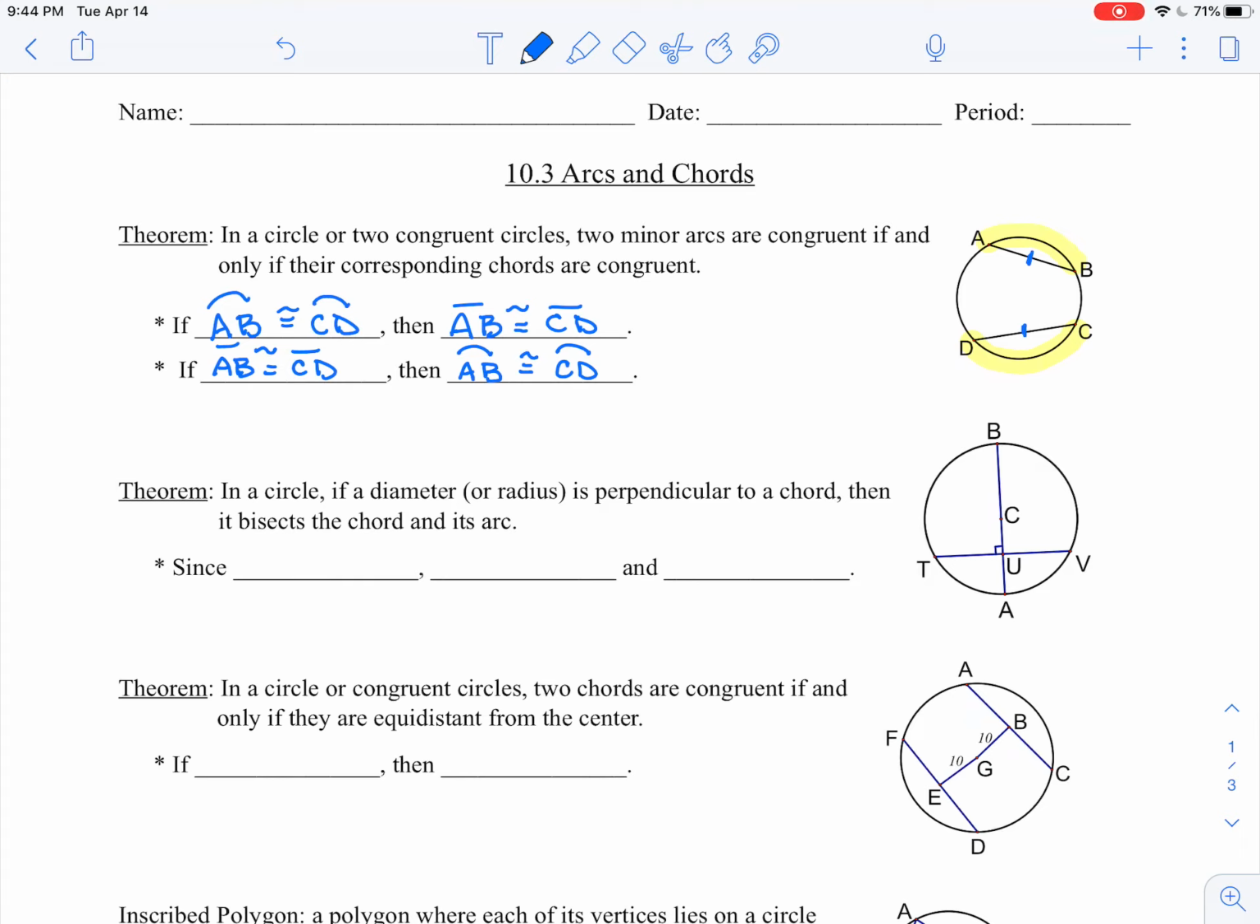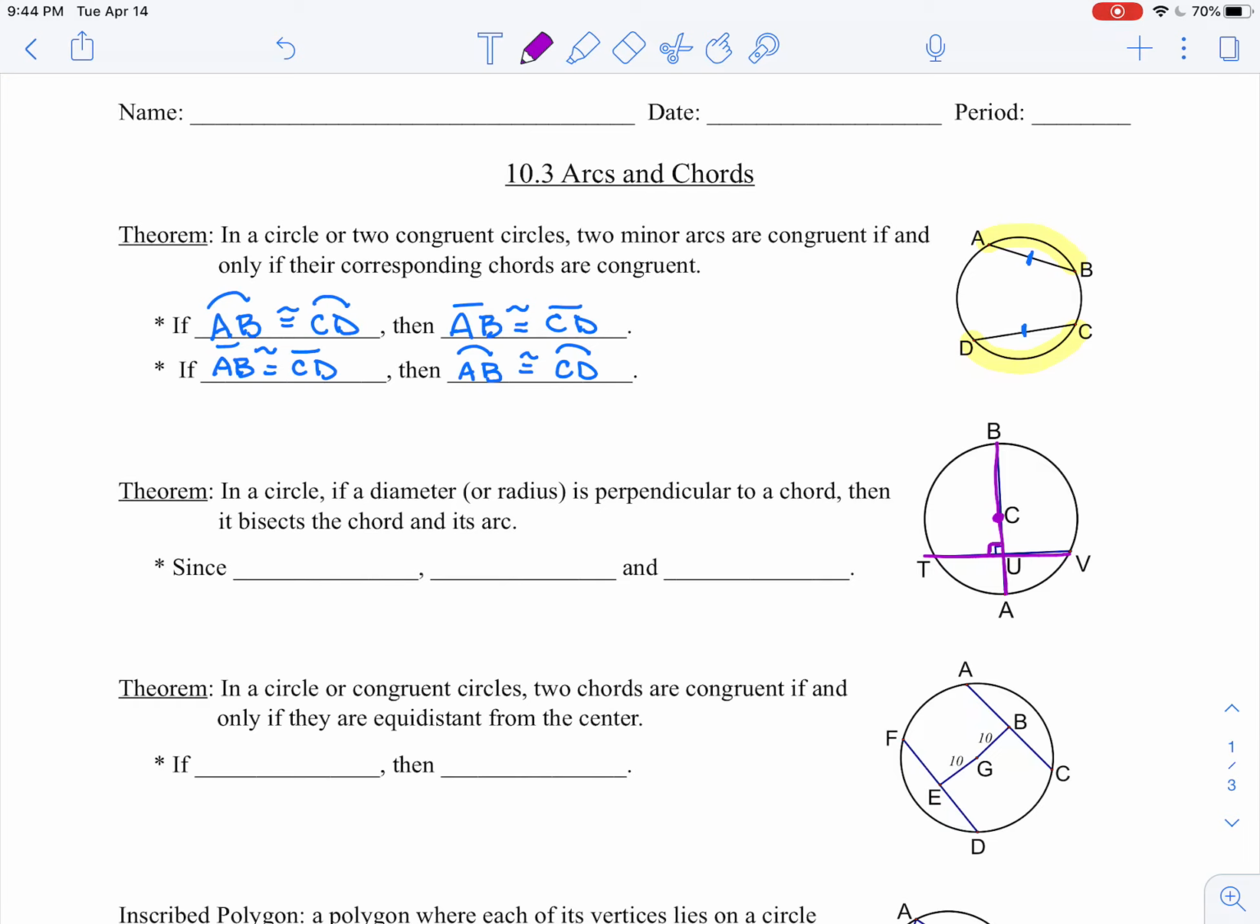The second theorem tells us in a circle, if the diameter or radius is perpendicular to a chord, then it bisects both that chord and its intercepted arc, or its corresponding arc. So if you take a look at the second picture, we have our diameter, BA. I know it's a diameter because it passes through the center of the circle, indicated by a point. It's perpendicular to this chord, TV.